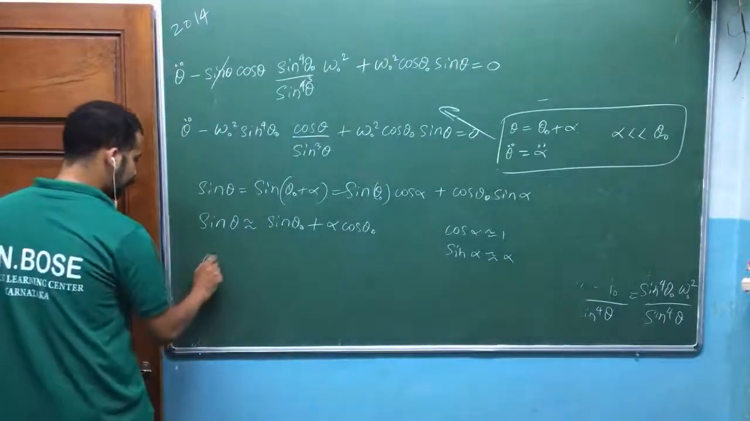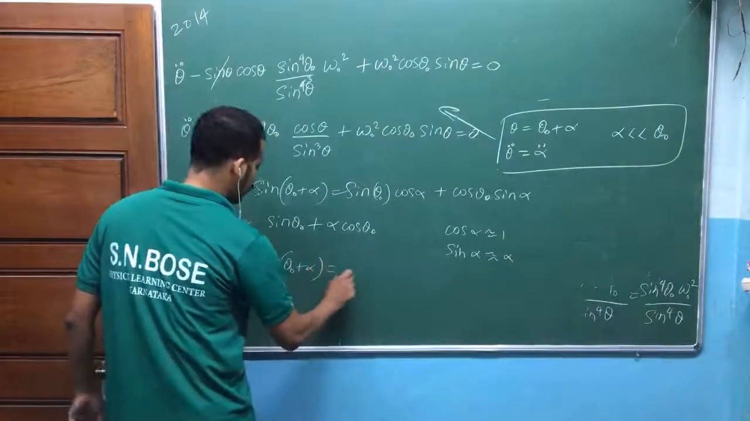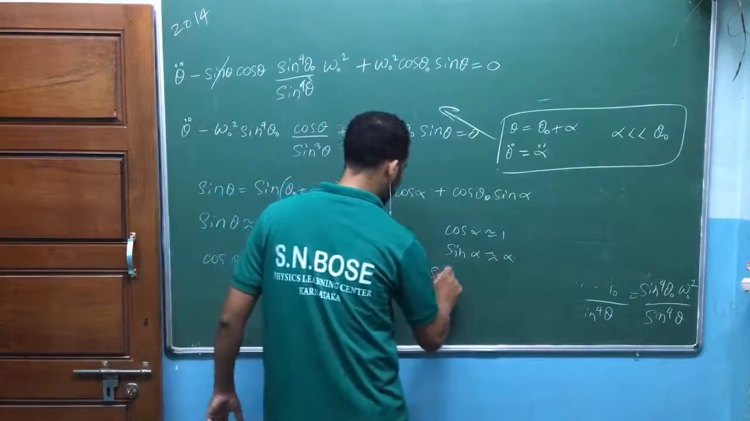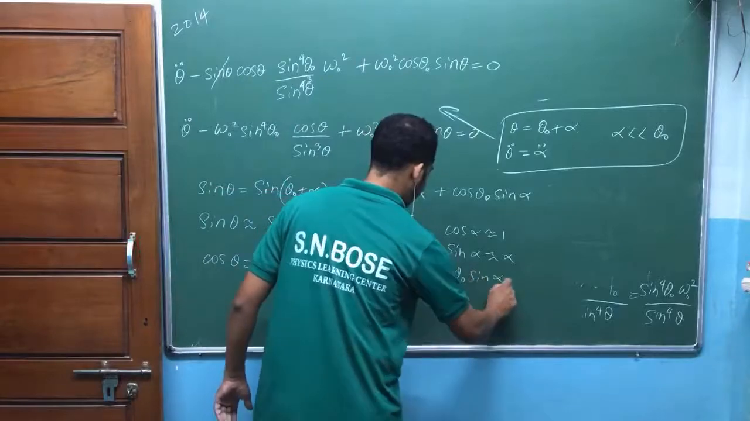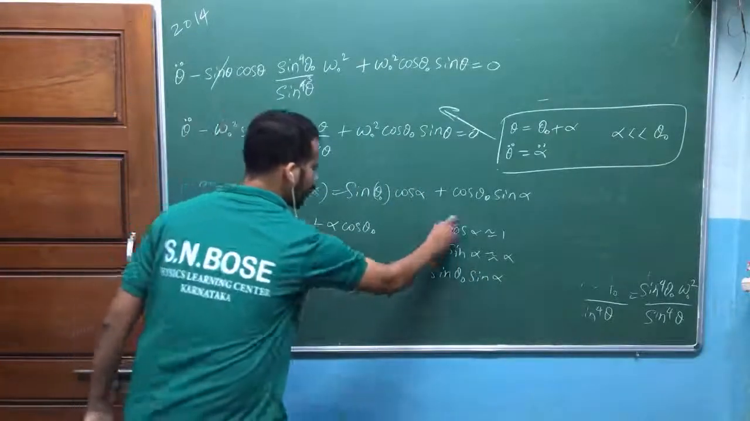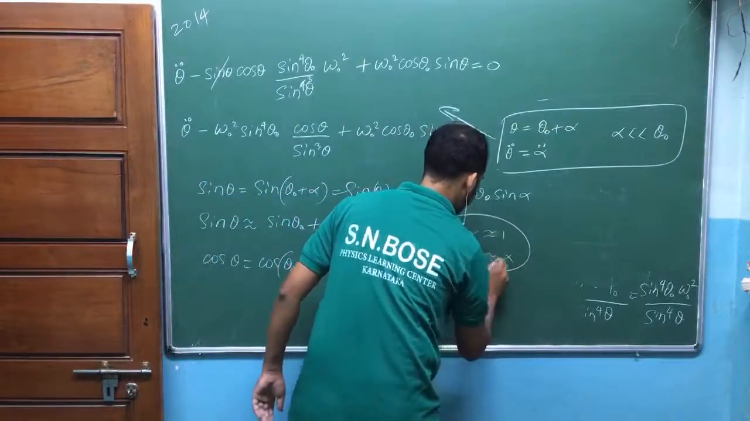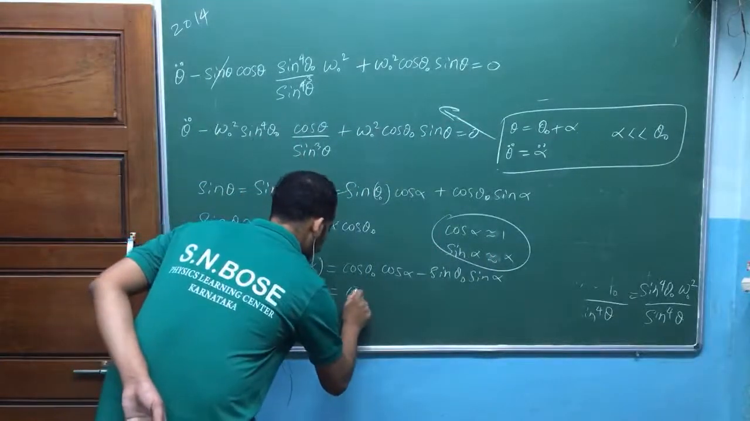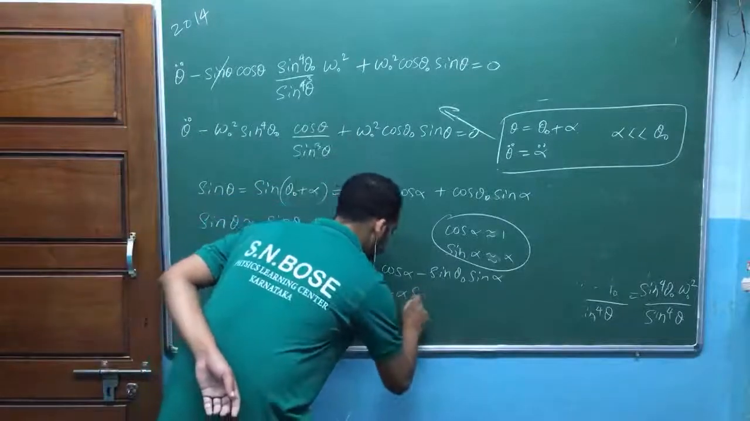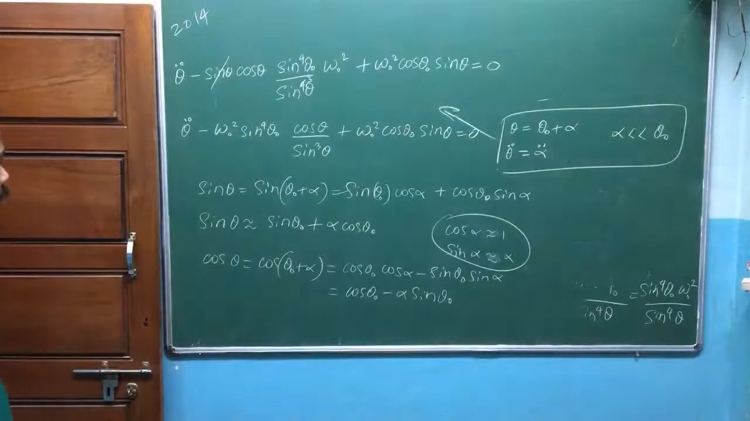Similarly, cos theta I can write as cos of theta naught plus alpha, that's equal to, I think, cos A cos B minus sin A sin B. Am I right? Tell me if I am wrong. That's equal to, with the same two approximations, cos alpha nearly equal to 1 and sin alpha nearly equal to alpha, cos theta naught minus alpha sin theta naught.